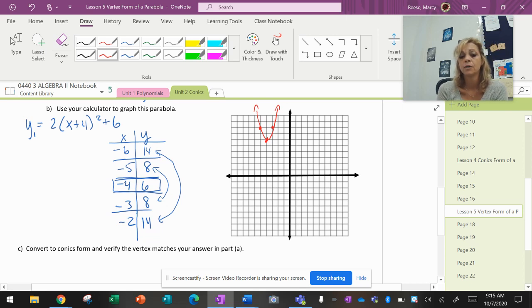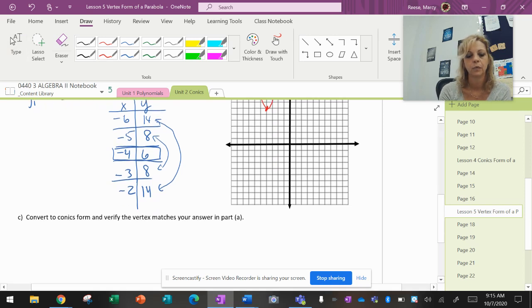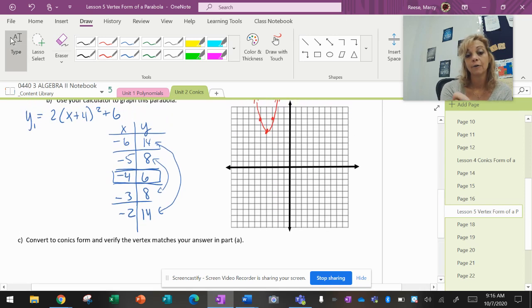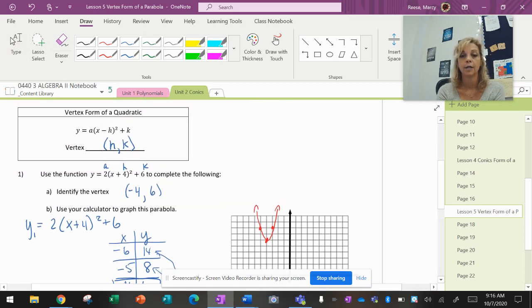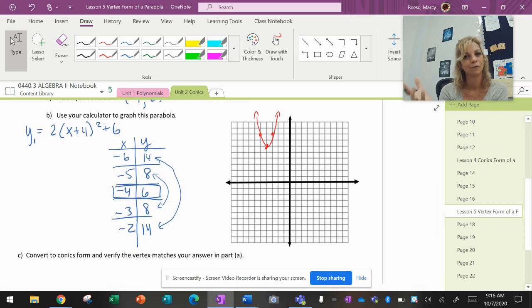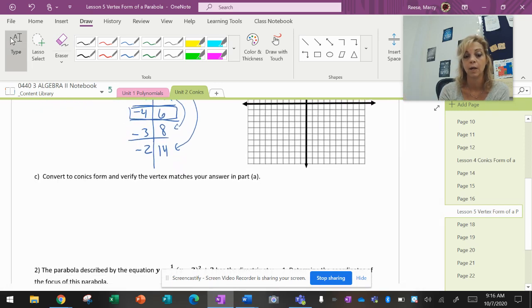So if you remember how to do this from Algebra 1, that's it, right? You just go to the table, make sure that you locate the vertex. The vertex has to be graphed, right? Has to be. You can't just guess on that. And then a couple points on each side if you can do it. Okay, so now what our focus is, now that I kind of familiarized you with the vertex form, is that we're going to do some conversions. We're going to take that vertex form and convert it to conics, okay?